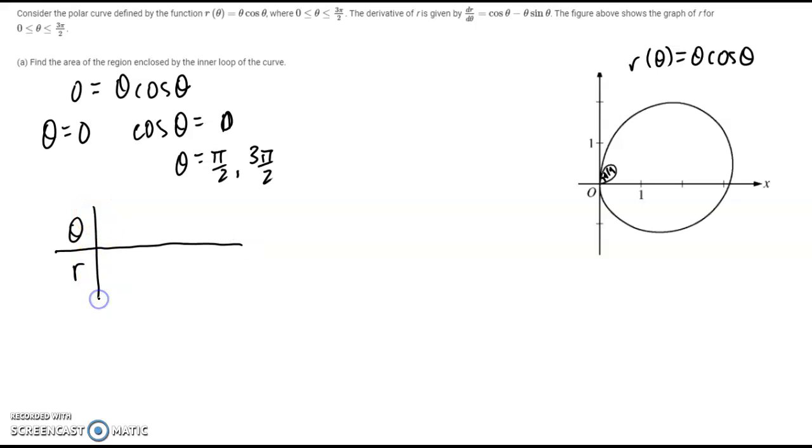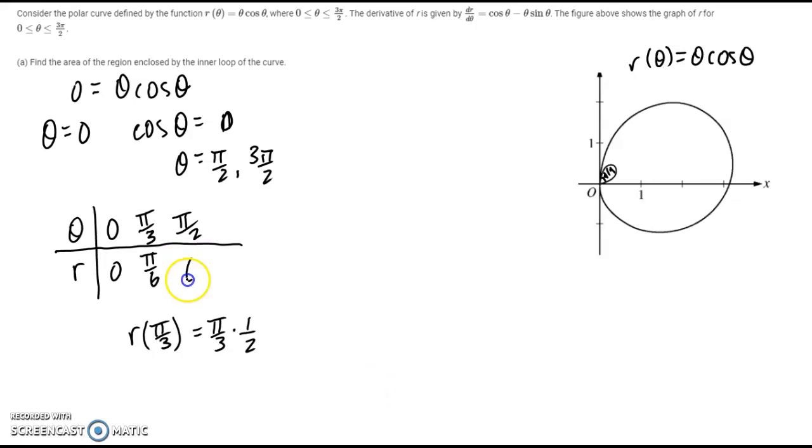And I'm looking just to graph that first inner loop. So I always start at 0. I come back to the pole at pi over 2. So I'm going to pick an angle in between there, pi over 3. I picked pi over 3 because the cosine of pi over 3 is a half. So when I plug 0 into my radius, I get a value of 0. When I plug in pi over 3, that gives me pi over 3 times the cosine of pi over 3, which is a half. So that gives me pi over 6. And then pi over 2 will bring me back to 0.